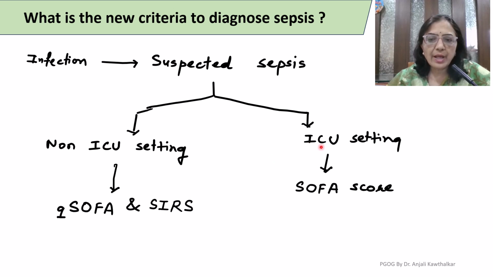But if the patient is already in ICU or the patient's condition is bad and needs ICU admission, in that case the criteria used is called the SOFA score, that is sequential organ failure assessment score. So according to the new recommendation, SIRS is not recommended by Sepsis-3, that is the third consensus definition, or consensus conference. It mainly advocates Q-SOFA in a non-ICU setting and SOFA in an ICU setting to diagnose sepsis.